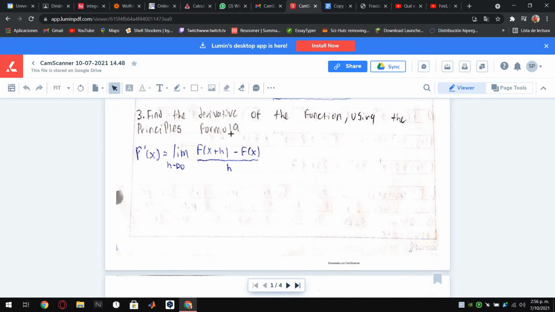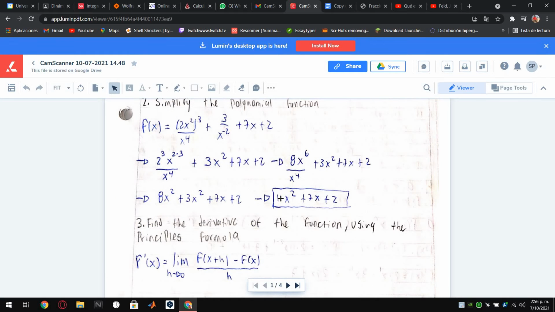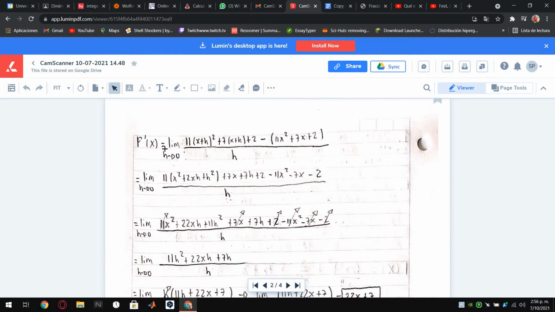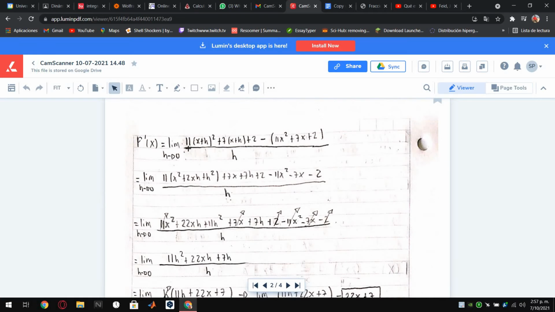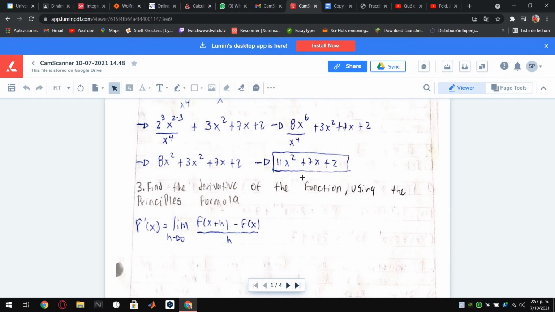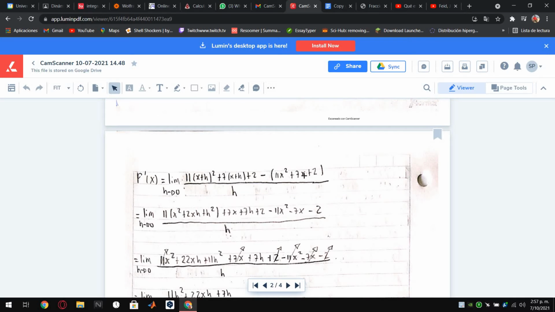Then for the third point, you have to find the derivative function using the principal's formula. This is the principal's formula. It's a limit. So you have to apply this to the function that we defined, this one. So the limit when h approaches 0. Where you see an x, you have to put x plus h. It's f of x plus h. So you put 11 times (x plus h) squared plus 7 times (x plus h) plus 2, and then you subtract f of x, that is the original function. So it's minus 11x squared plus 7x plus 2.